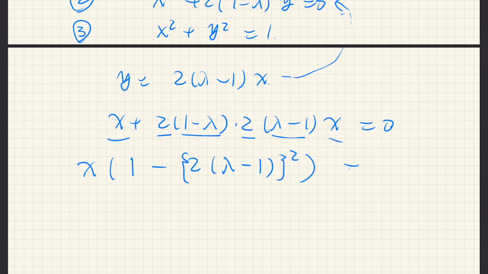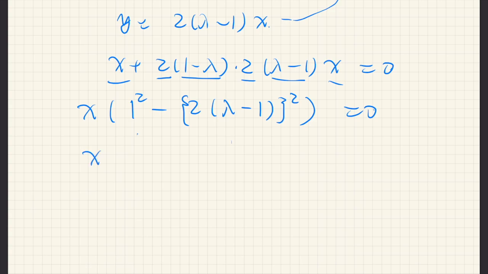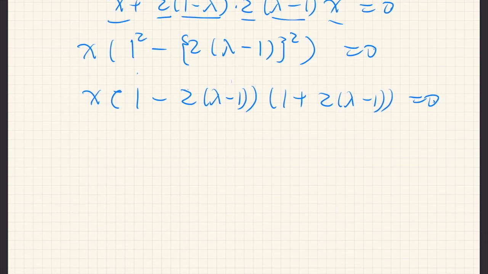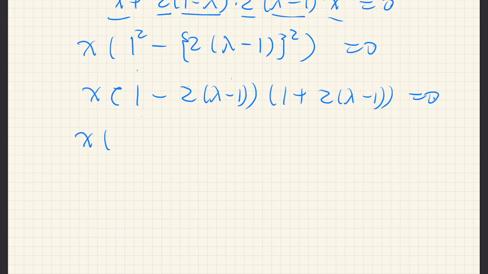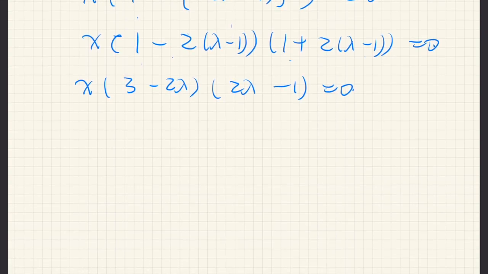Squared. Okay, so this 1 is of course 1 squared, so it's squared minus squared. So we have the following: 2 lambda minus 1 and 1 plus 2 lambda minus 1. So we have, let's see, 1, 2, that's 3 minus 2 lambda, and this is 2 lambda minus 1. So we have x equal to 0, or lambda equals 3 over 2, or lambda equals 1 over 2.